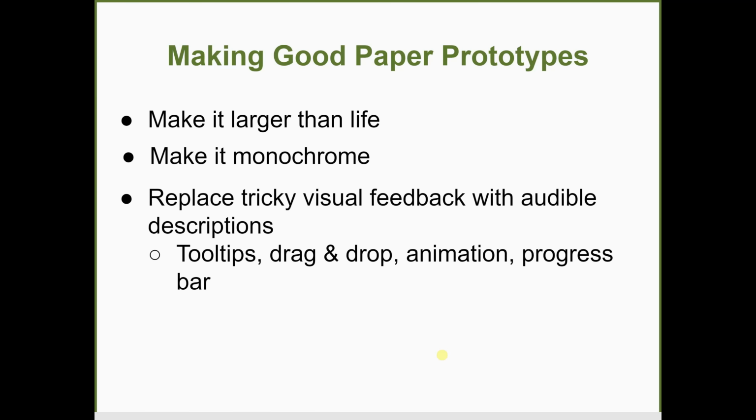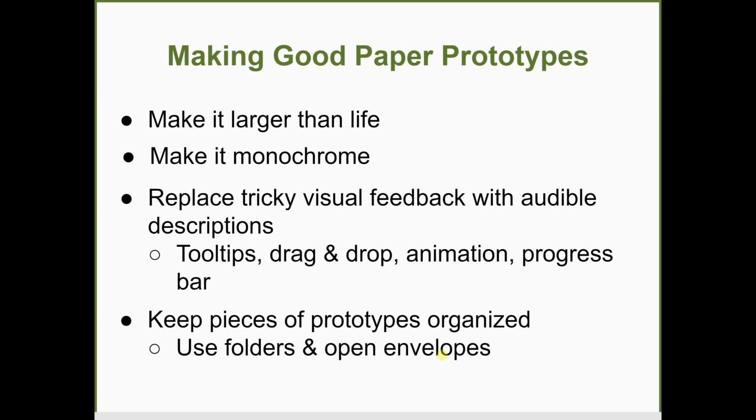Replace tricky visual feedback with audible descriptions. You don't have to render every visual effect in paper. Some things are just easier to say aloud. For example, the basketball is spinning, a progress bar is popping up. If your design supports tool tips, you can tell your users just to point at something and ask, "What's this?" And you will tell them what the tooltip would say. If you actually want to test the tooltip messages, however, you should prototype them on paper.